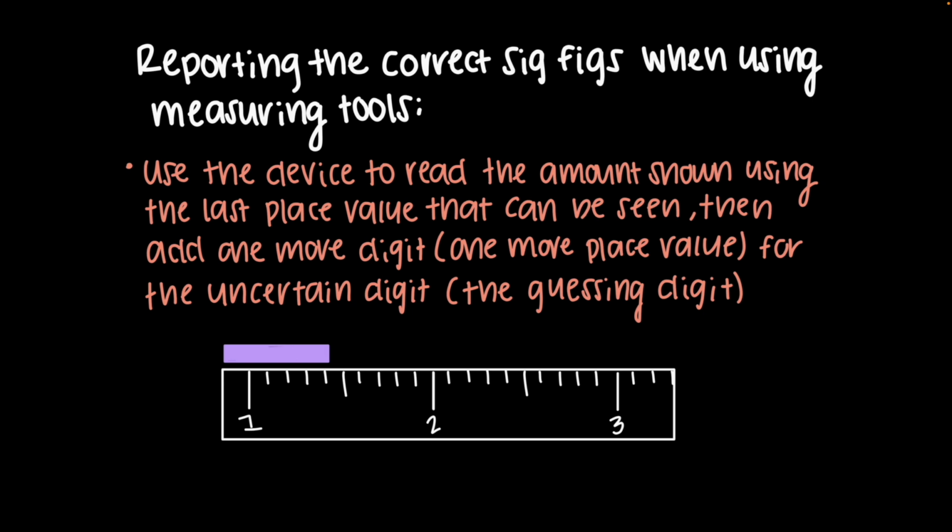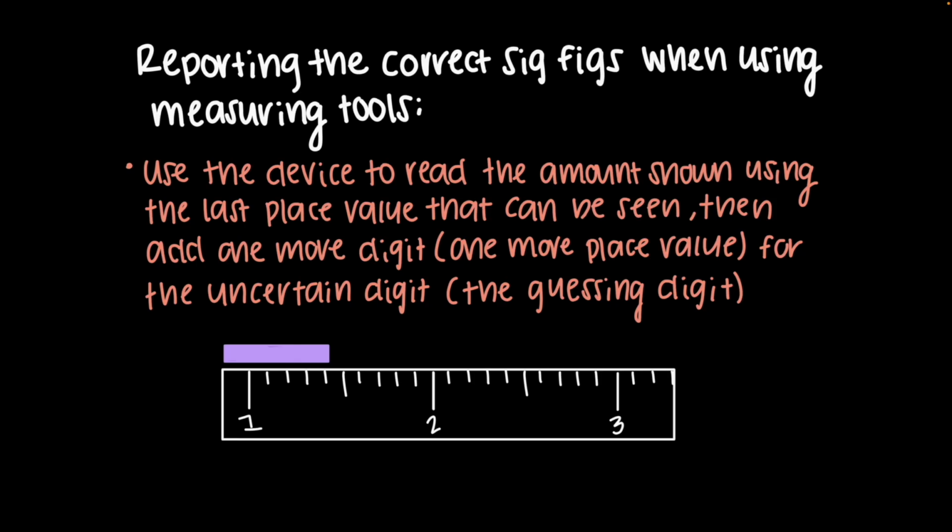This value will have 5 sig figs as well. When using different measuring tools, we have to look at how many digits we have to be able to report the correct amount of sig figs. We're going to use the device to read the amount shown using the last place value that can be seen. Then we're going to add one more digit or one more place value for the uncertain digit, and this will be called the guessing digit.